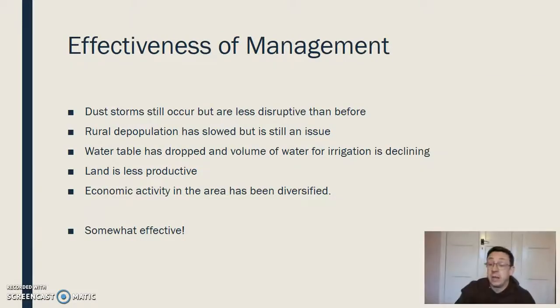How effective have these management strategies been? Now, the dust storms that occur in this region do still occur, but they're certainly less disruptive than they have been in the past. Rural depopulation is slowed, but again, it's still an issue.